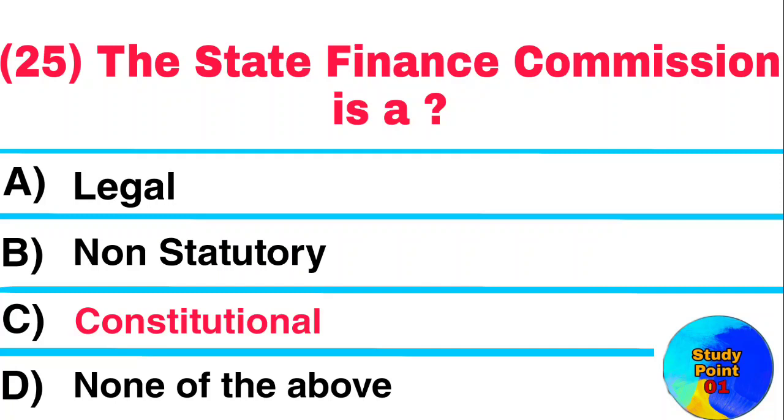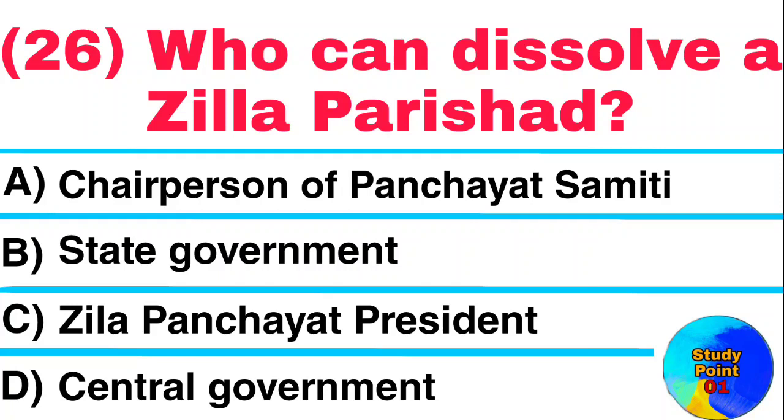Answer. Constitutional. Question. Who can dissolve a Zilla Parishad? A. Chairperson of Panchayat Samiti. B. State Government. C. Zilla Panchayat President. D. Central Government. Answer. State Government.